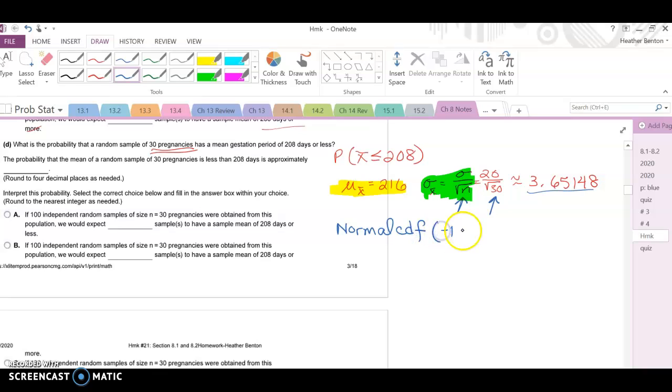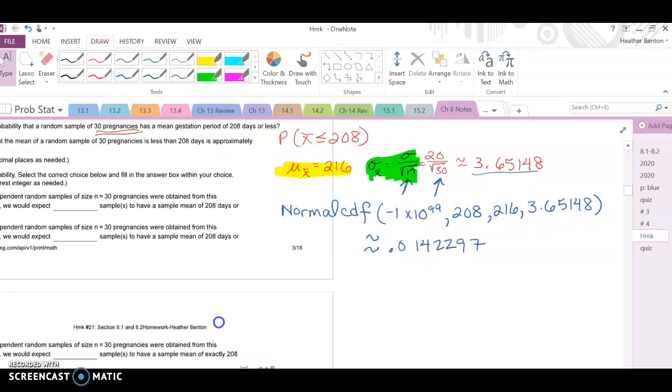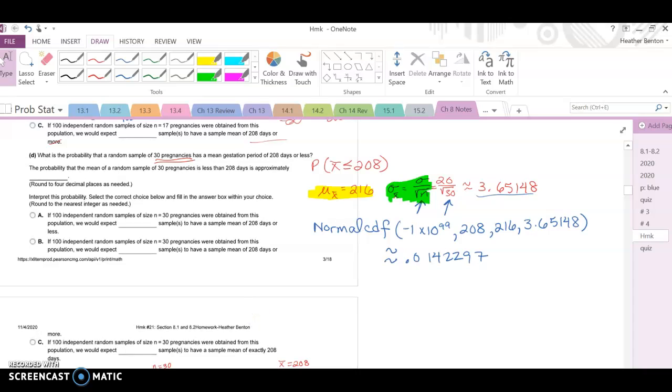And our lower limit is still negative 1 times 10 to the 99th power. Our upper limit is 208. Our mean is 216. And our standard deviation is going to be 3.65148. And that may be a little bit extra there on the decimals. And so I'm getting 0.014227. I'm guessing they only want 4 decimal places. So 1, 2, 3, 4. So 0.0142 is all they need.